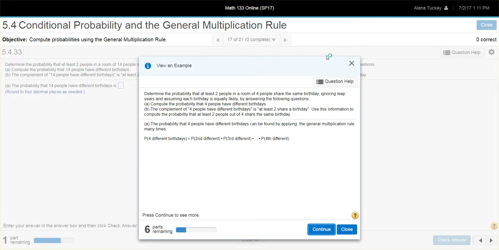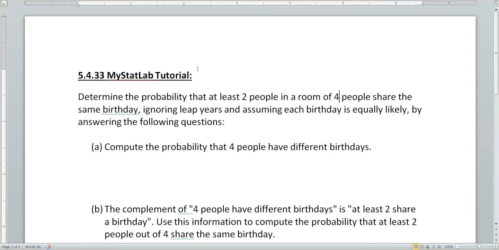So let's see here if I can make this larger. We're going to determine the probability that at least 2 people in a room of 4 people share the same birthday, ignoring leap years, and assuming each birthday is equally likely, by answering the following questions. Compute the probability that 4 people have different birthdays, and then the complement of 4 people having different birthdays is at least 2 people sharing a birthday. Use this information to compute the probability that at least 2 of the 4 people share the same birthday. Okay, so let me just pull this up right here.